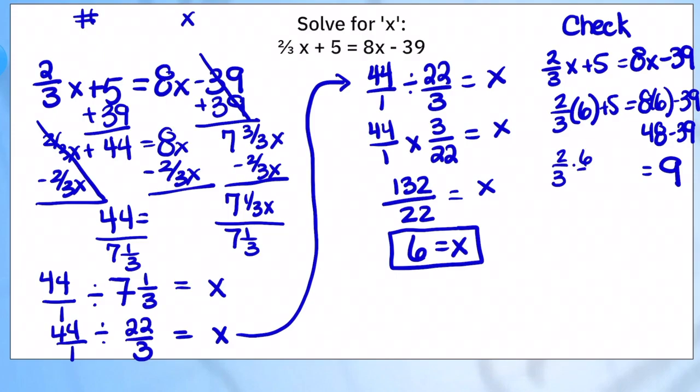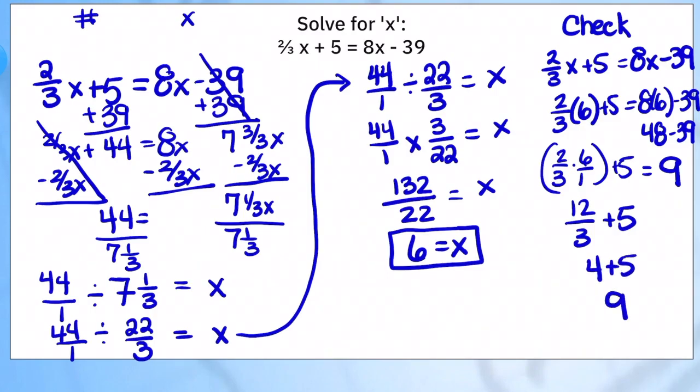2/3 times 6 over 1, parentheses, plus 5. So 12 over 3 plus 5. 12 over 3 is the same as 4 plus 5. I'm getting excited. Boom! I get the answer 9. 9 is equal to 9.